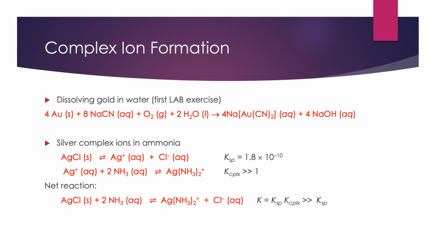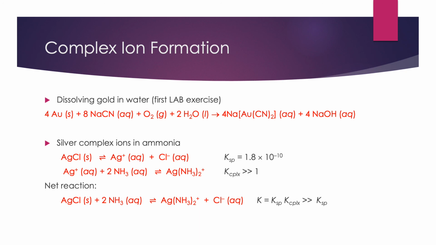But in forming that, we have removed silver ions from the solution. And in removing silver ions from the first equilibrium, we have caused Le Chatelier's principle to again shift the reaction back to the right to replace those silver ions, so it makes more of the silver chloride dissolve.